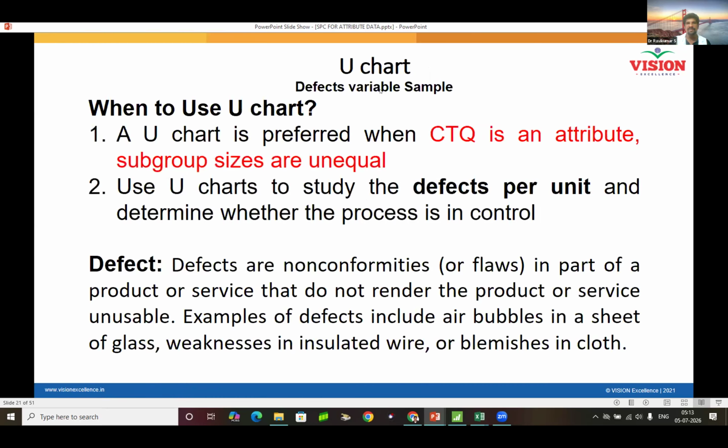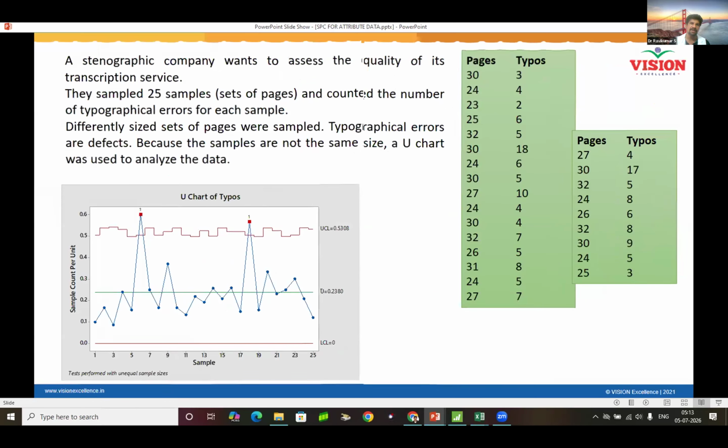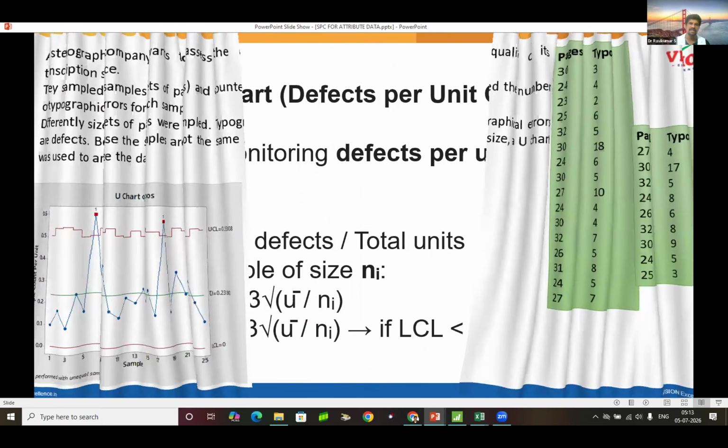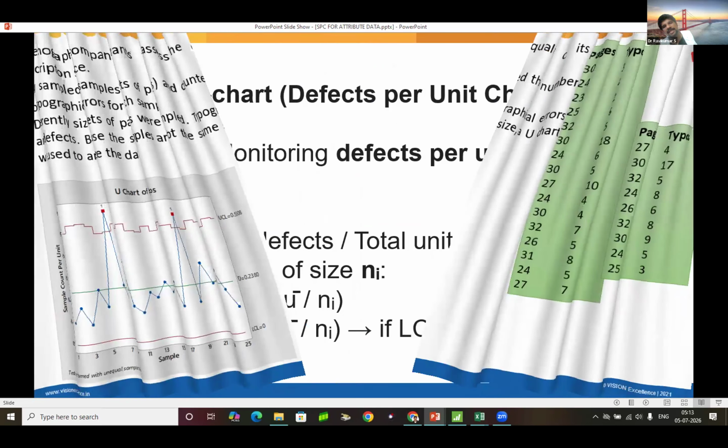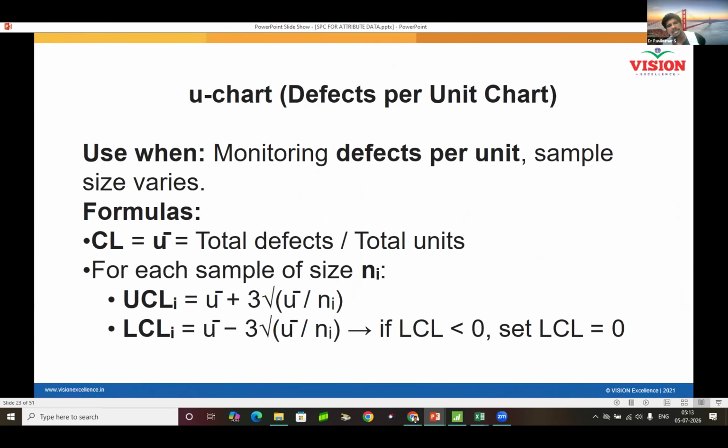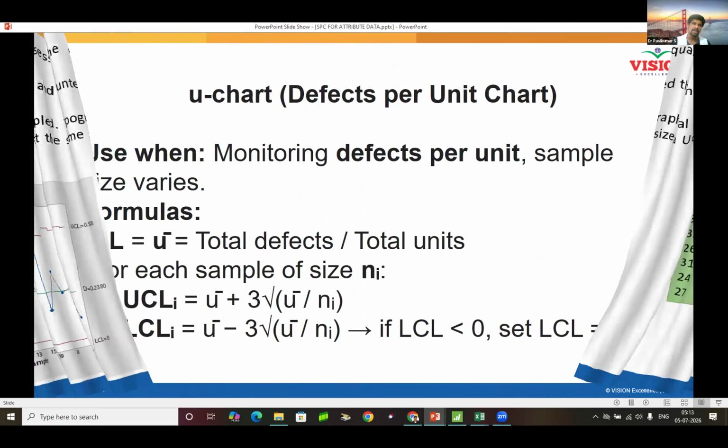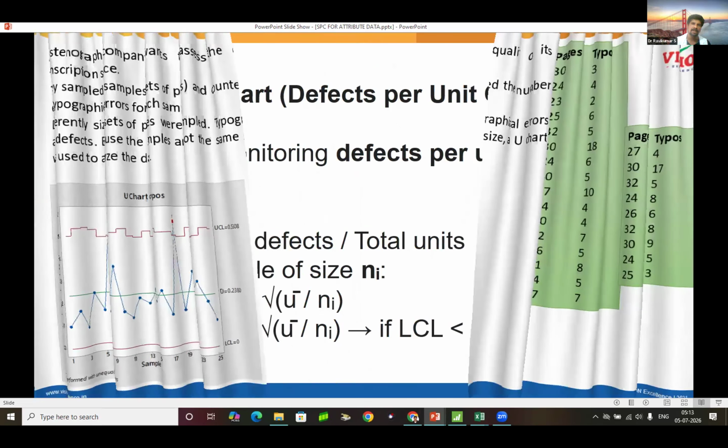U is for a variable sample. When the sample size is variable, you have to use the U chart. For the U chart, you also have formulas like this. That is the central line, the average line you have to calculate. Then you have to calculate the upper and lower control limits. And then you have to plot the charts. Let us take this example.